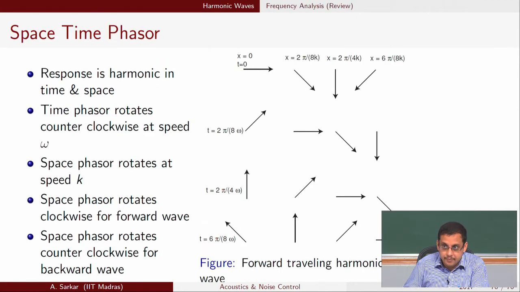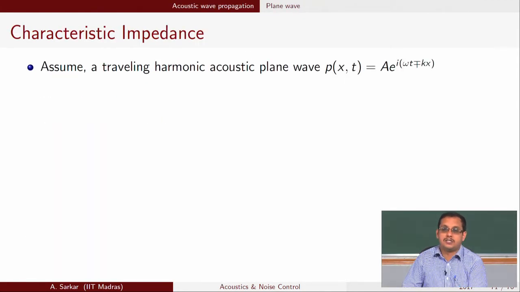Carrying on, we will now introduce another important concept of impedance, and in particular this is called characteristic impedance associated with a travelling wave. By now we are convinced that a harmonic travelling wave can be represented in this form. It has an undetermined constant together with a complex exponential, the argument of which is omega t plus or minus k x. The minus sign is associated with the forward wave, the plus sign with the backward wave. So, I am doing this problem together for both forward and backward wave.